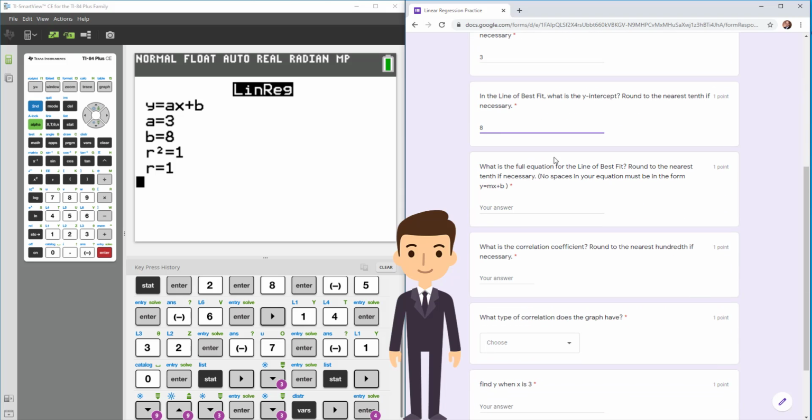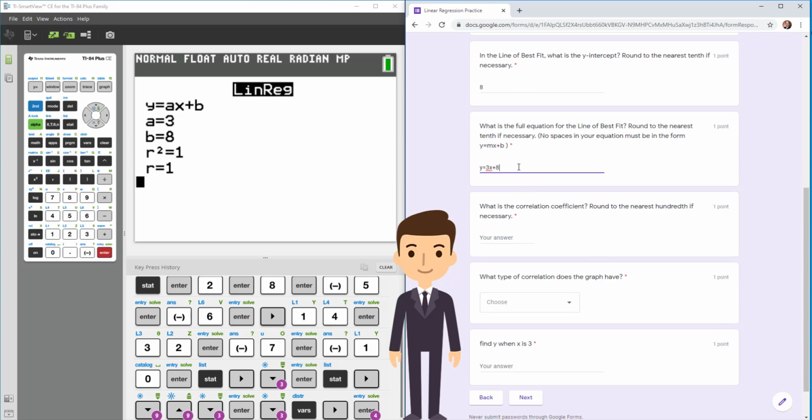What is the full equation for the line of best fit then? It's going to be y equals mx plus b, right? mx plus b, or in this case a x plus b. So it's going to be 3x plus the b, which is 8. And that's my equation of the line in slope-intercept form.